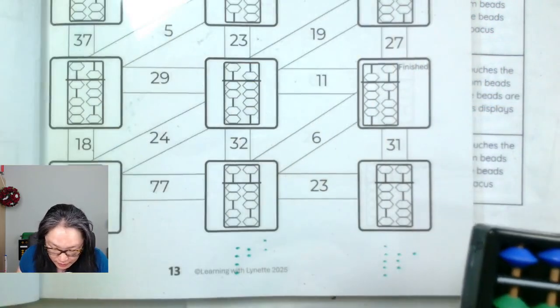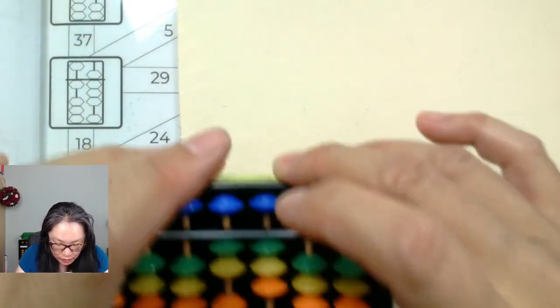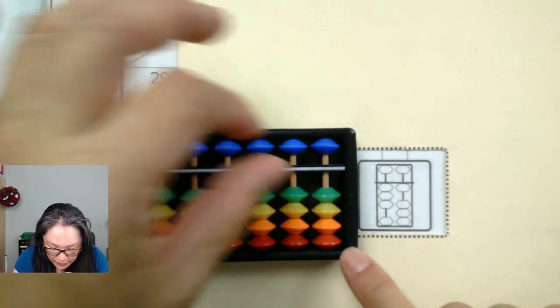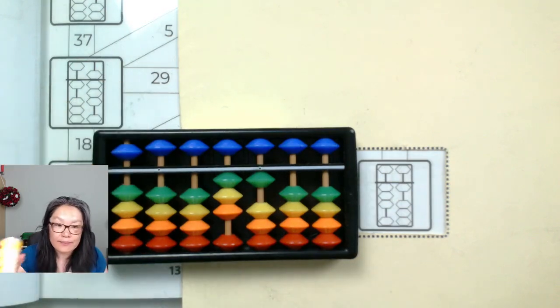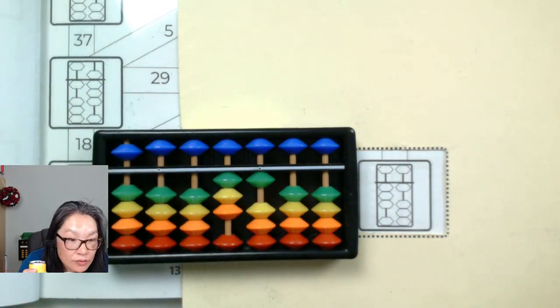23. Good. Okay, we're almost done. We're almost done. So we have our final one, which is, what number is that? I'm going to have to do more research.